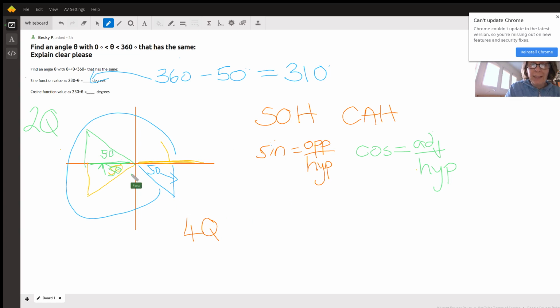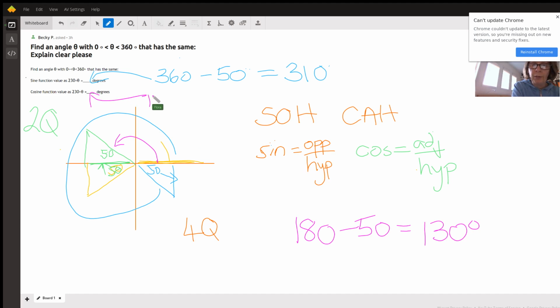So what angle is that? That angle would be, let me not use blue again, we'll use pink. This angle here would be 180 minus 50, which is 130 degrees. So the answer here, the cosine of 130 degrees would be the same as the cosine of 230 degrees.